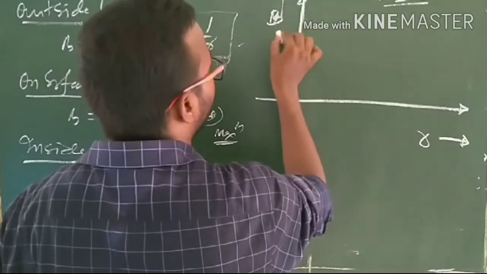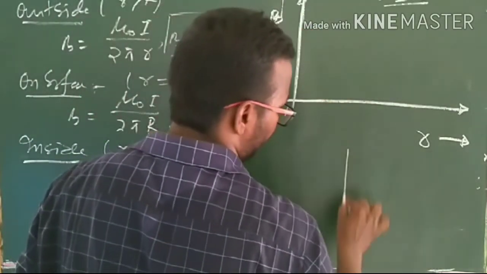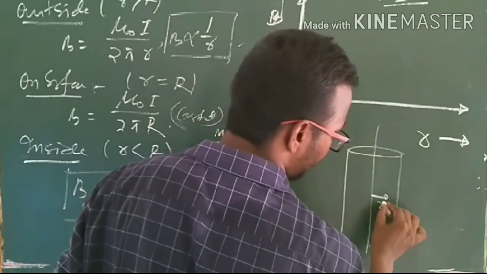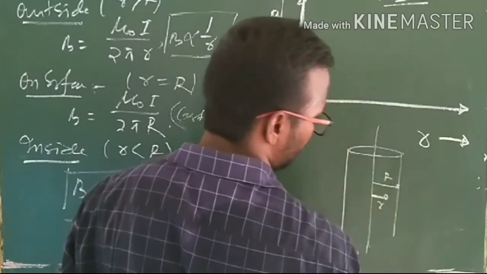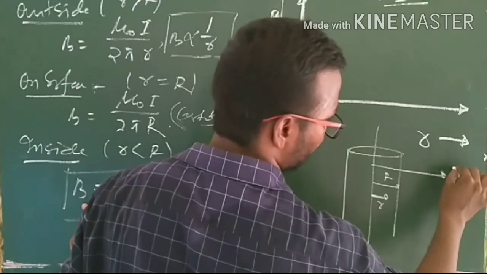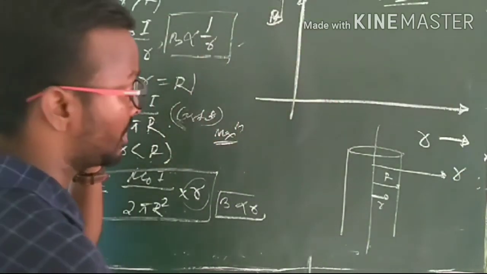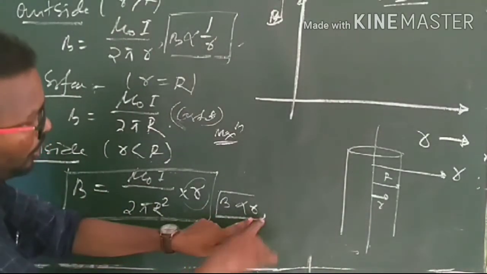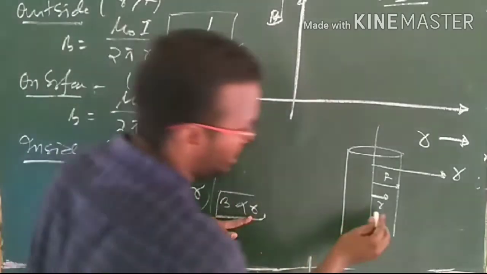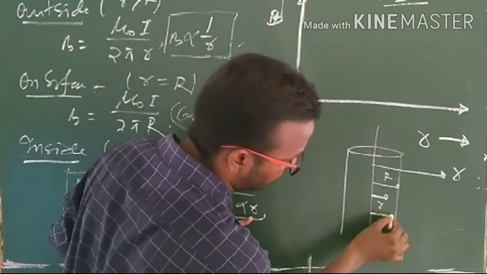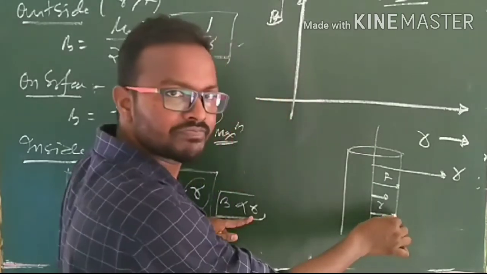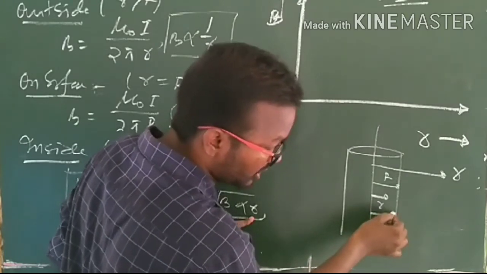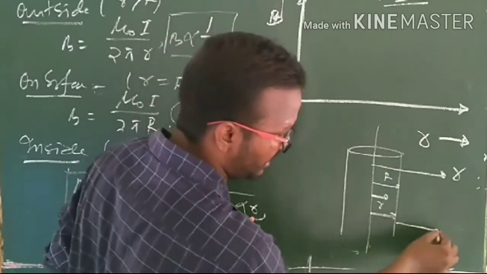That means if we take this cylinder, this is the axis, this is the inside point, this is R on the surface, and this point is r, the outside point. Inside the surface, the magnetic field is directly proportional to r up to the surface. That means here the magnetic field increases and stops. That means here it is constant. That means the magnetic field increases from the axis of the cylinder to the surface. Then the magnetic field decreases.